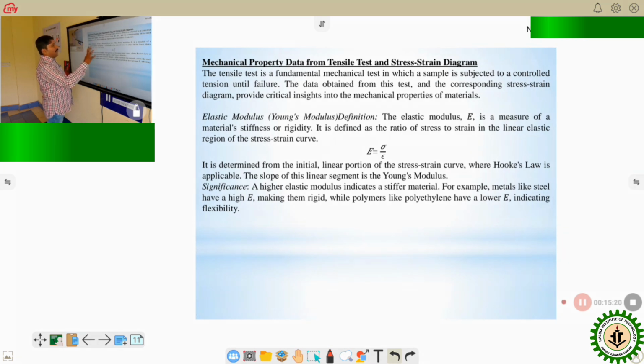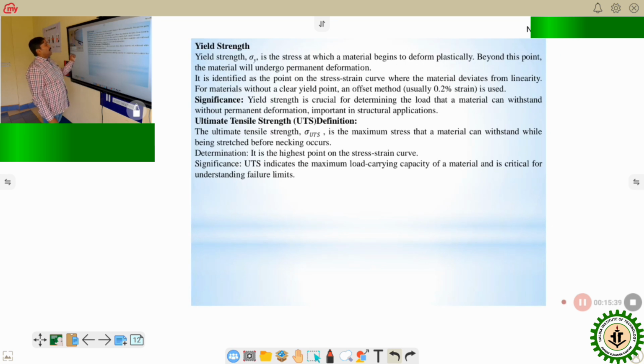and the stress strain diagram, another two properties we are also able to find out. Mainly, whatever mechanical property data I have already discussed, all this information is written here. That is the Young modulus, all of you know, E is equal to sigma by epsilon. Here, that is the Young modulus from the stress strain diagram and Hooke's law. We also get the yield strength, as I have already said.